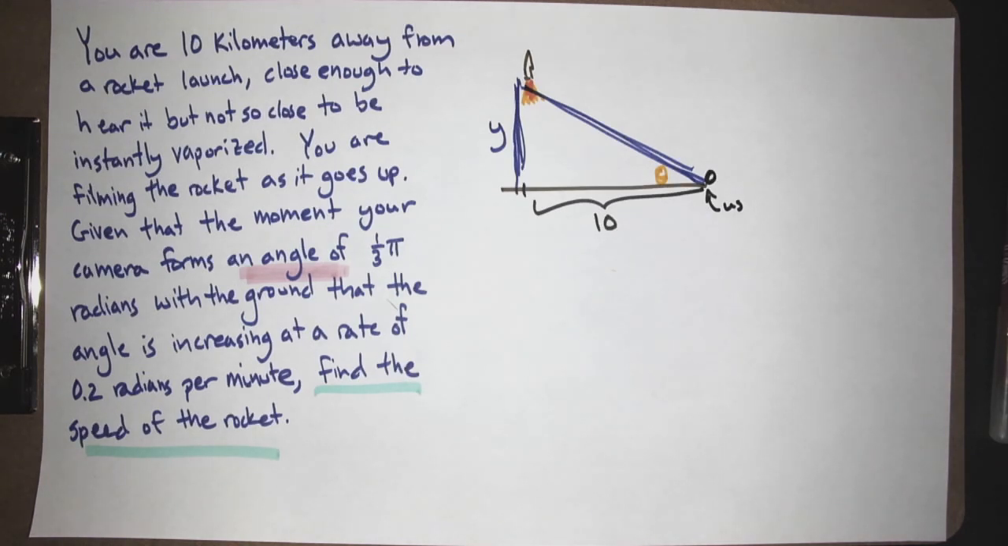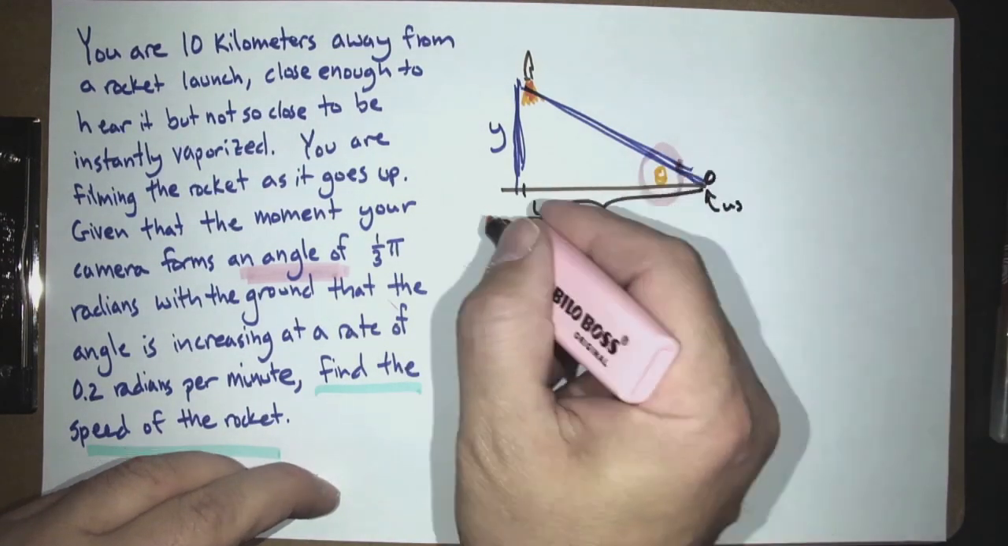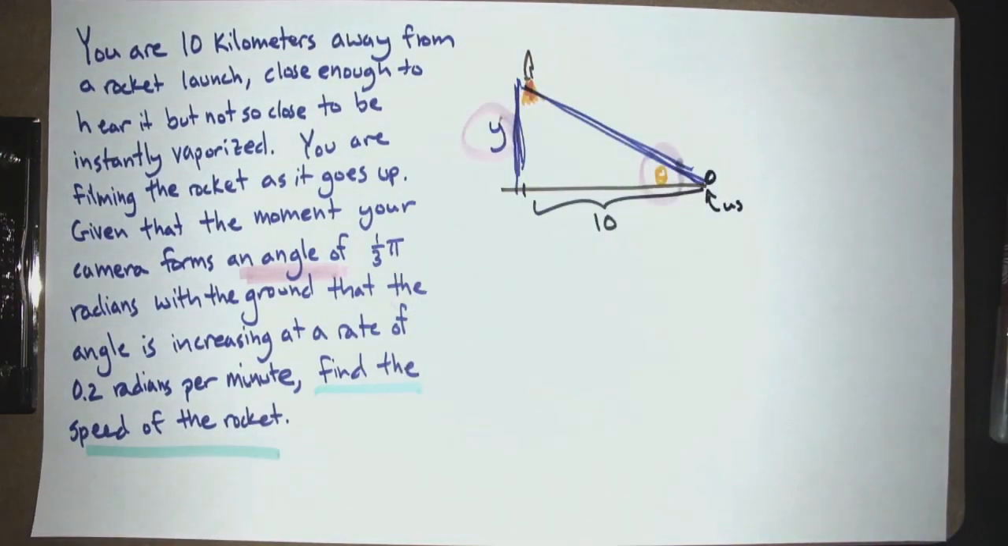Now, we have our picture. The two things which are changing have been marked. We're given information about how theta changes. We're after how y changes. Look at our picture. What relates theta with y?